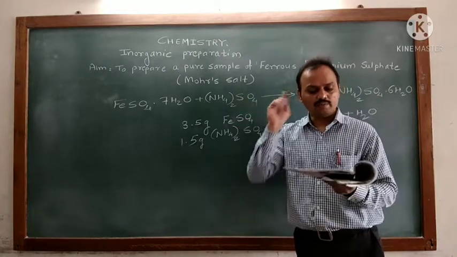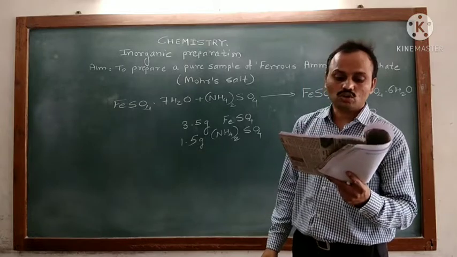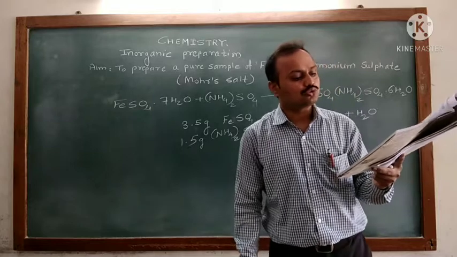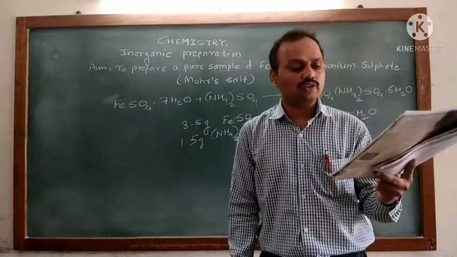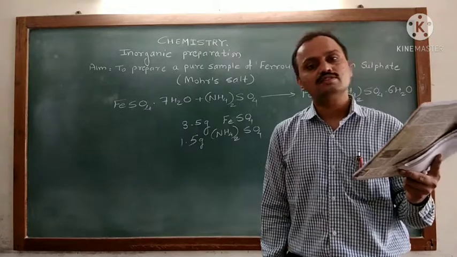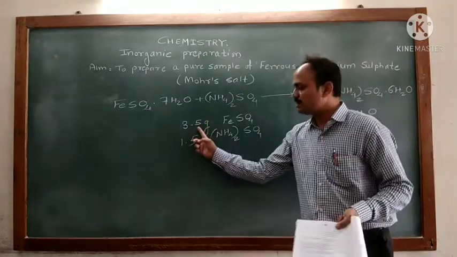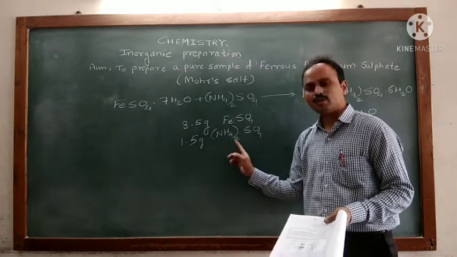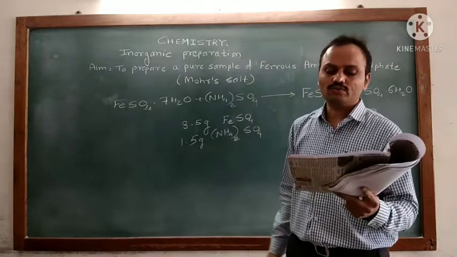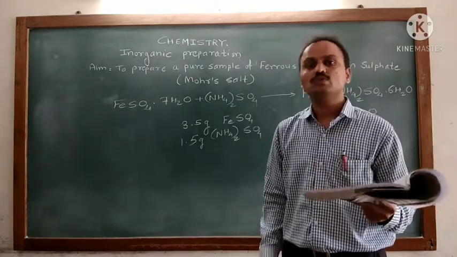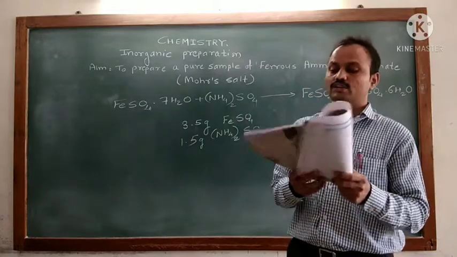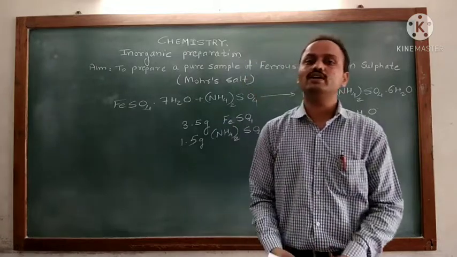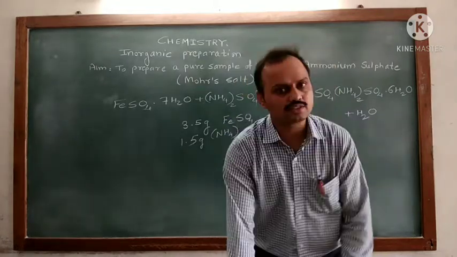And in that 100 ml beaker, we have to add 10 drops. Please make a change here, students. Instead of 2 to 3 ml dilute sulfuric acid, we have to take 10 drops of concentrated sulfuric acid. I will repeat. In the 100 ml beaker, we have to take 3.5 grams of ferrous sulfate, 1.5 grams of ammonium sulfate, and 10 drops of concentrated sulfuric acid. Why is concentrated sulfuric acid added? It is added to prevent hydrolysis of ferrous sulfate.